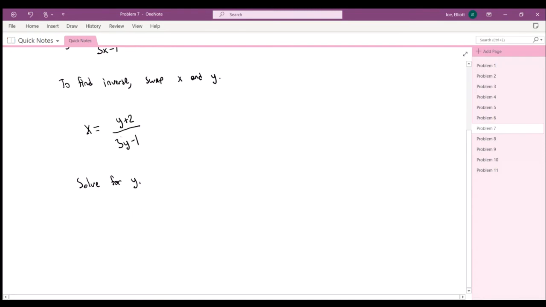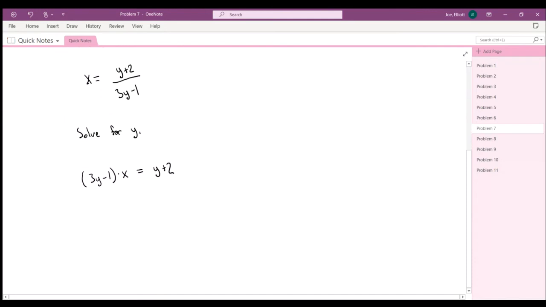Okay, so it's a little bit complicated perhaps right now, but if you want to solve for y, we've done this before. You want to multiply the denominator over first, to get rid of the fraction. And we're going to want to get all the y's on one side and everything else over to the other side. To do that, we need to get this y out of the parentheses, so we'll distribute the x. If you distribute the x, you're going to get 3xy minus x equals y plus 2.